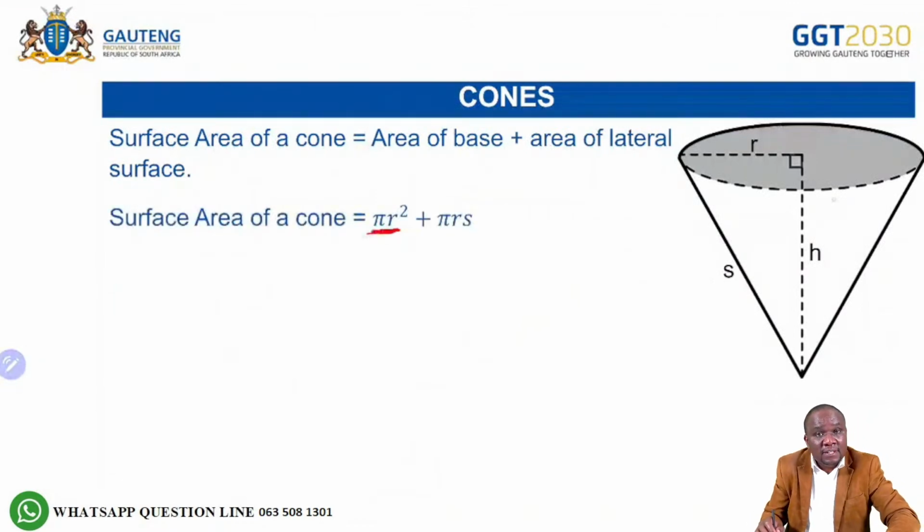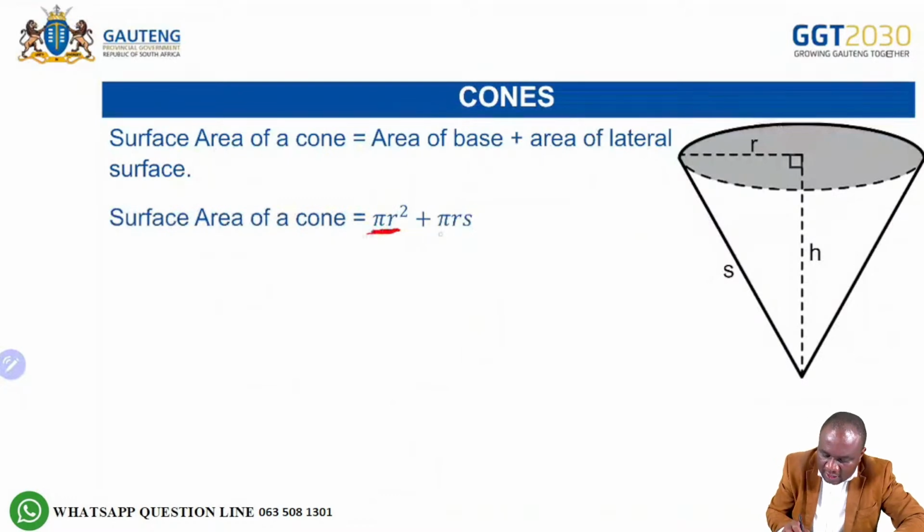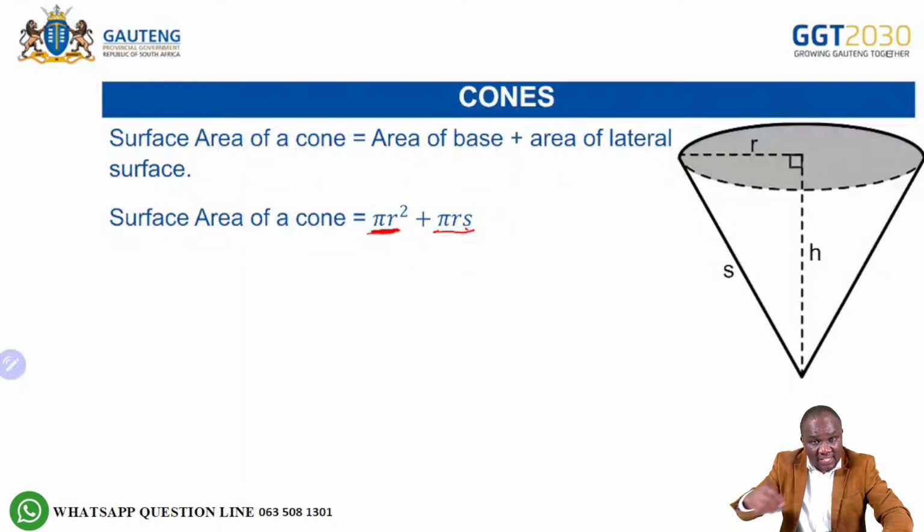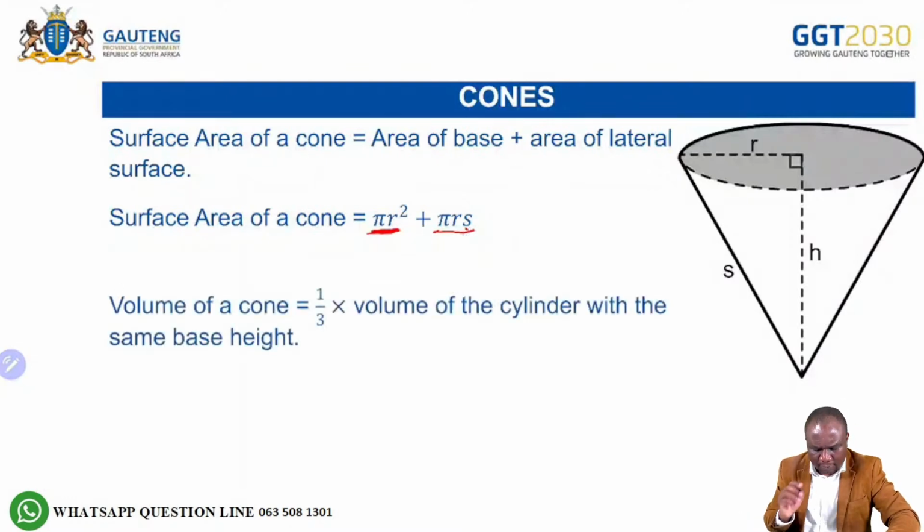This is for the circle, which is the base, and then pi times radius times slant height. That gives you the sector of the circle. Okay, pi times radius times slant height. Right, so write this formula. Oh, we need the volume. Let me give you the volume one, then we write both of them.